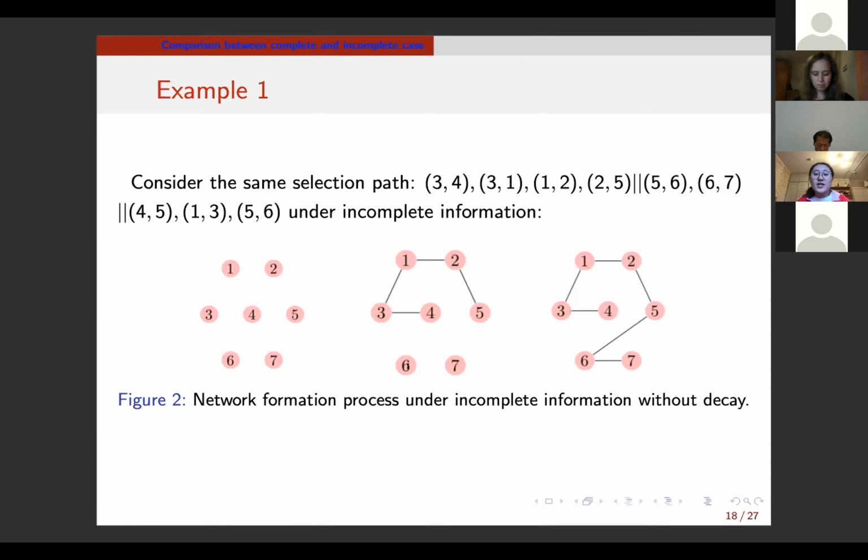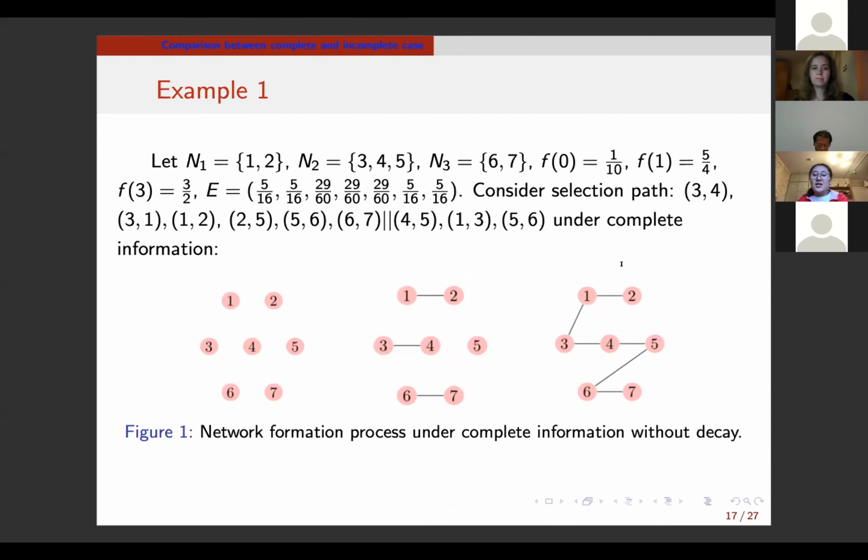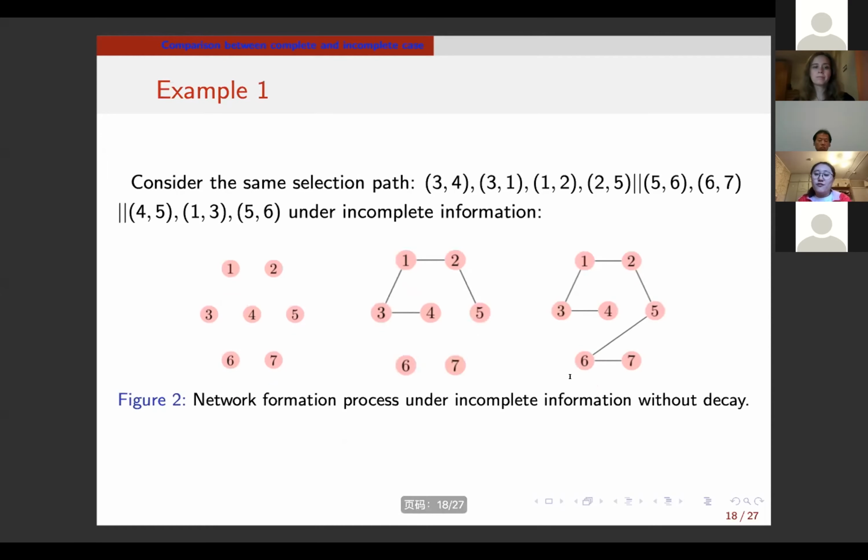Then we continue. 5-6 forms the link also. 6-7, they will form the link also. If we stop here, this network appears, and after our check, it is stable. So for the same path, we have the network formed under complete information and under incomplete information.